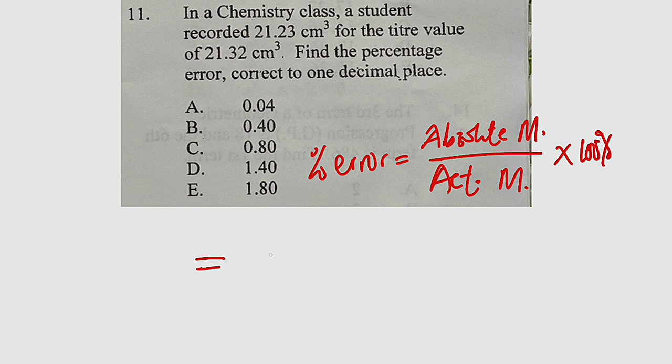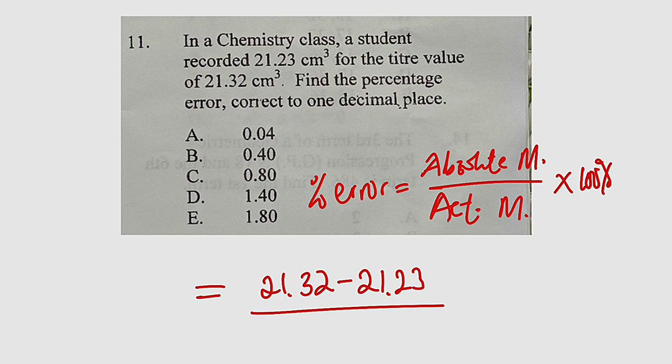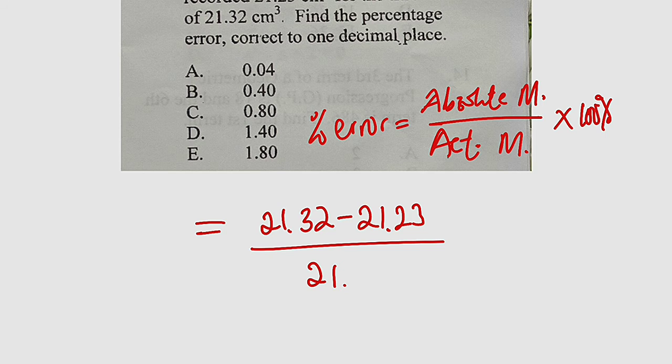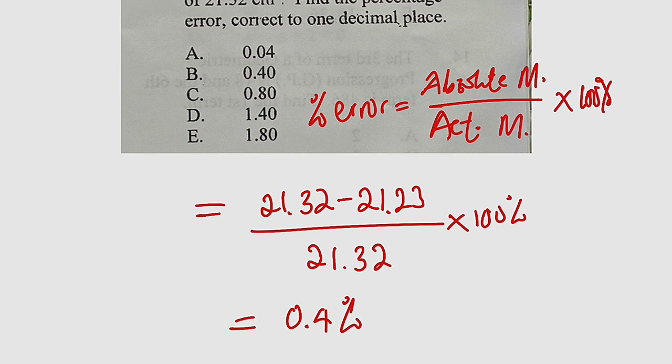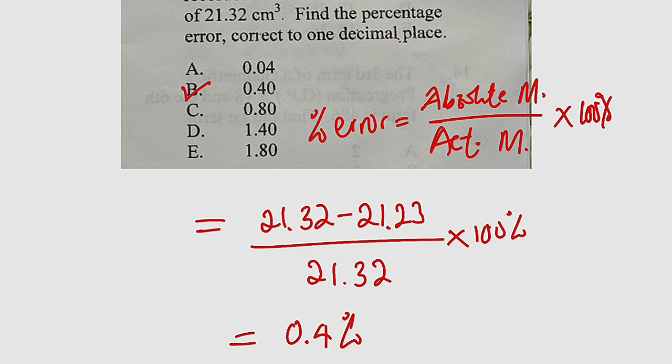So this is equal to the big one, which is 21.32, minus the small one, which is 21.23, divided by the actual one. This is the actual one because the student measured this instead of this. So it should be this one. This is the actual measure, 21.32. Then times 100%. If you take your calculators, evaluate the whole of this, you're going to get 0.4 exactly percent. So this is the percentage error, 0.4, which we have as option B. Remember, the 0 is insignificant. The only mistake here, they're supposed to attach percentage here.